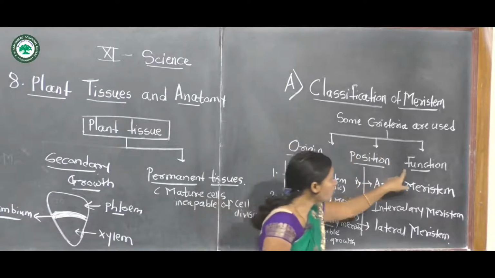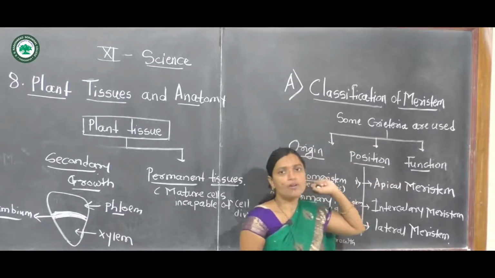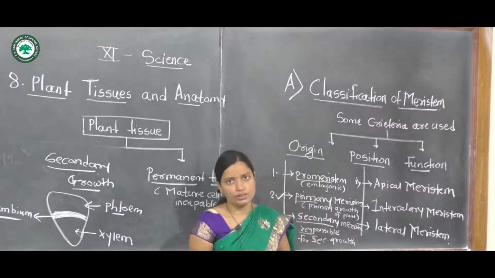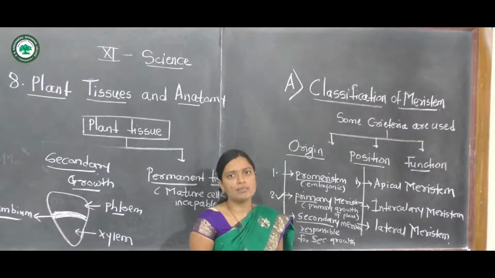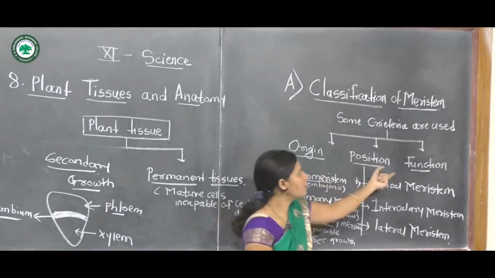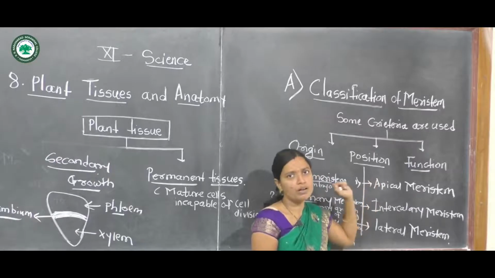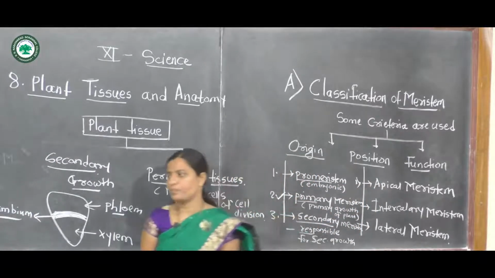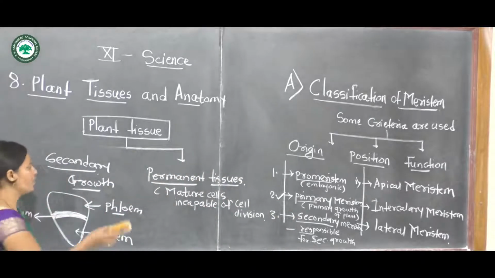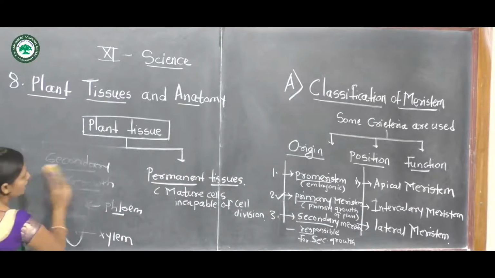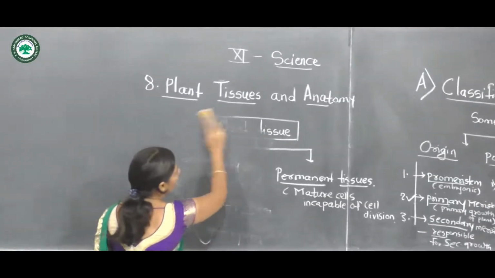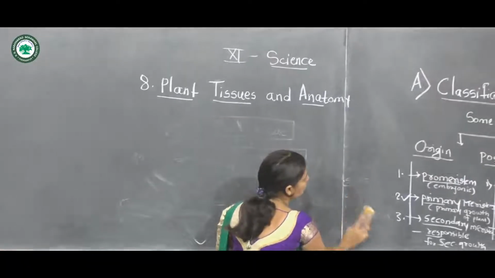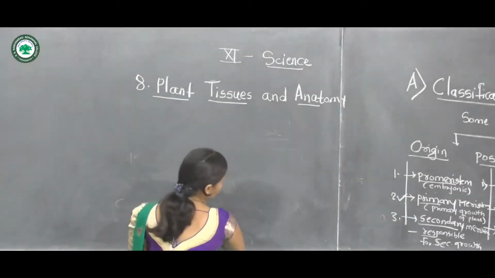The third criterion used for this classification is function. The meristem is classified on the basis of its specific function. First of all, let us discuss the position of meristem. The important criterion used for the classification of meristem here is the position of the meristem in the plant body.